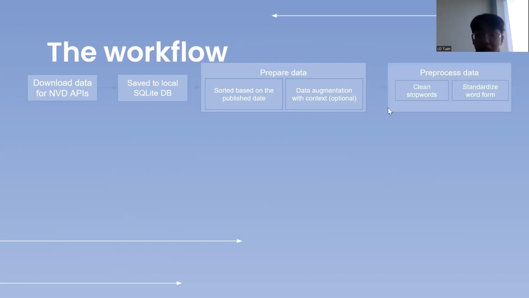Then we can clean the stored words and standardize the word format, to ensure the input data to the model is reliable. After cleaning, we can apply some other balancing techniques such as data sampling, such as oversampling and undersampling, or data augmentation techniques such as random word insertion, random word substitution, random word deletion, or a combination of insertion, substitution, and deletion.